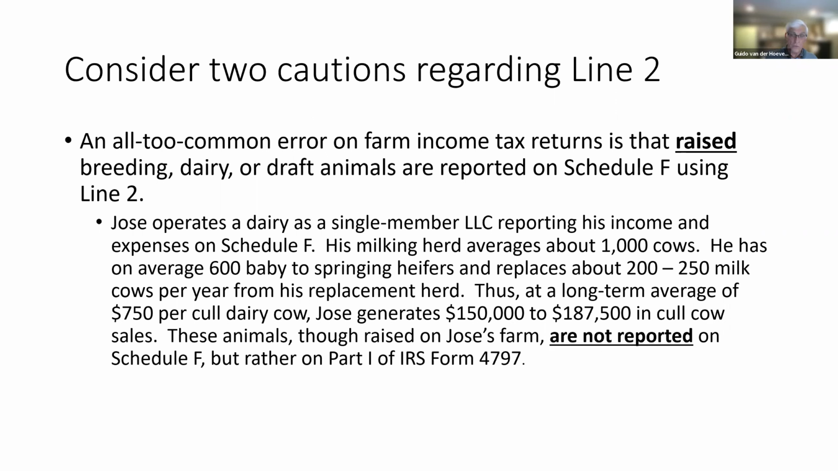Even though these animals are raised on the farm, they are not reported on Schedule F, but rather on Part 1 of IRS Form 4797, which is the sale of business assets. The reason is that the purpose of these dairy cows is to produce milk. The milk is the farm product. The cow is actually the factory that generates the milk. So this is something where record keeping really needs to take place and identify that these animals are not raised for sale. We don't want to report those on line 2, even though they were raised on the farm, but they have a purpose and need to be reported on Part 1 of 4797.